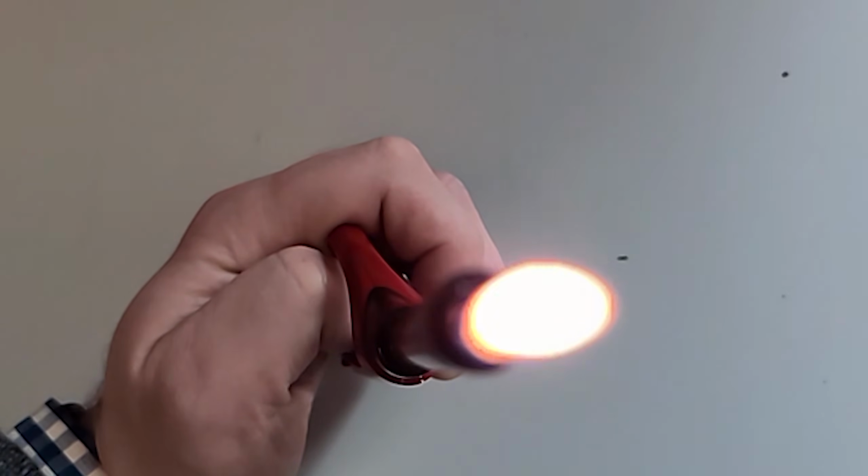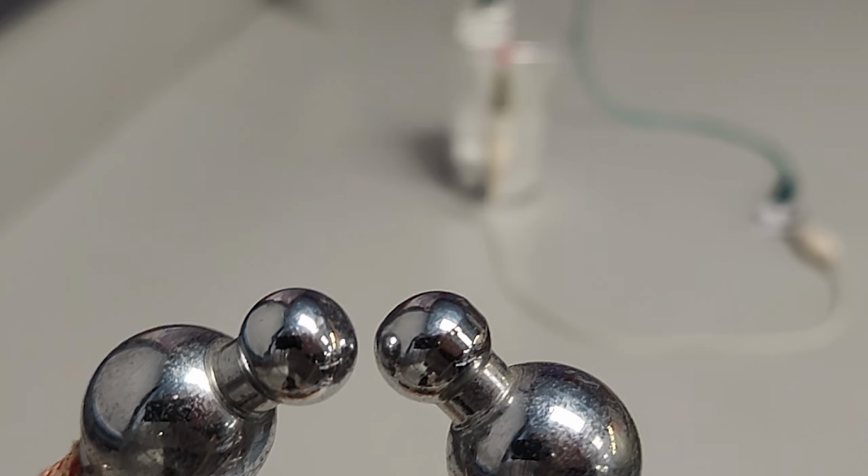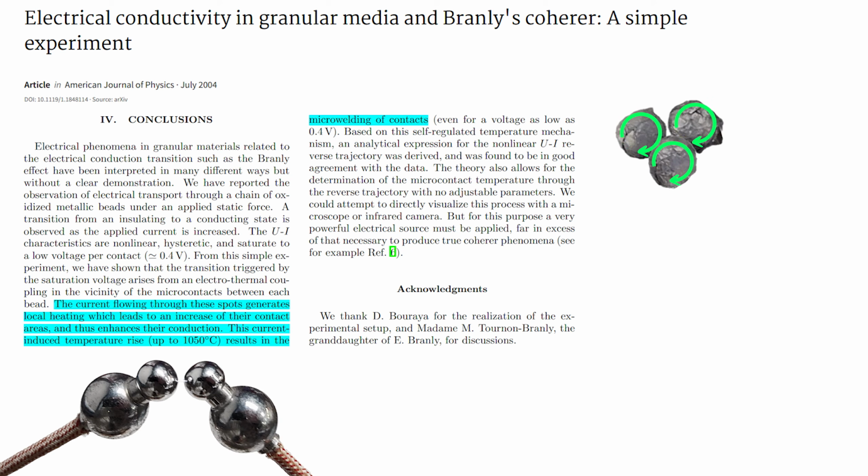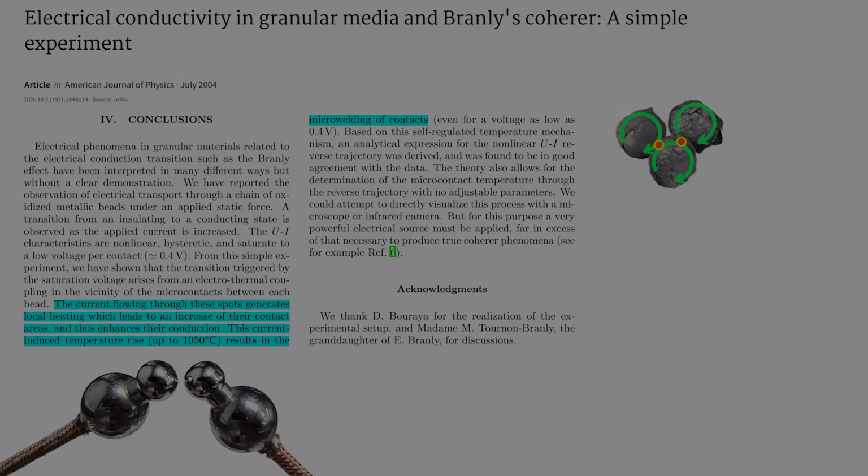We can further verify this using a Wimshurst generator, which generates pure sparks, strong enough to produce the effect at a distance of 10 meters. To answer how this works, electrical discharges produce electromagnetic waves, which induce currents in metals. According to this paper, the current flowing through these spots generates local heating, which leads to an increase of their contact areas, and thus enhances their conduction. This current-induced temperature rise, up to 1050 degrees Celsius, results in the micro-welding of contacts. This is called the Coherer effect.